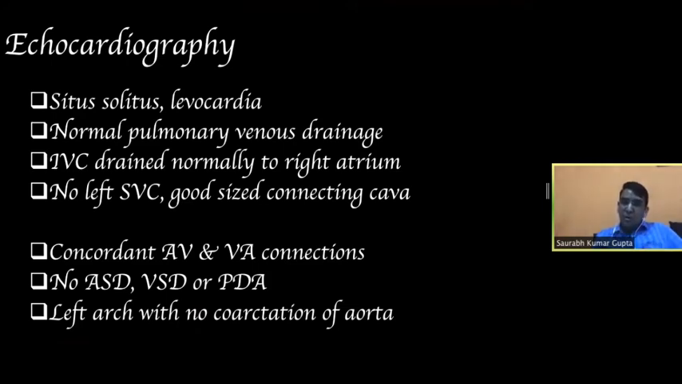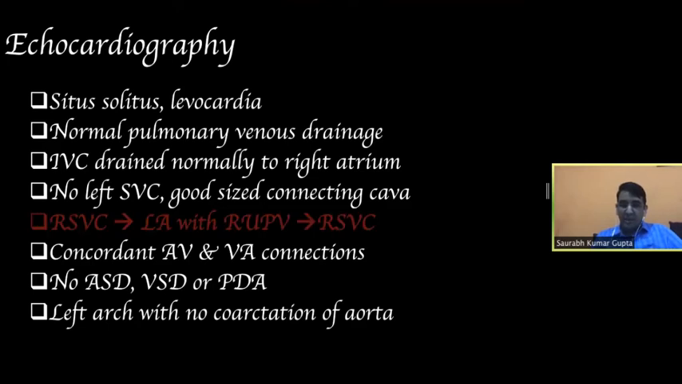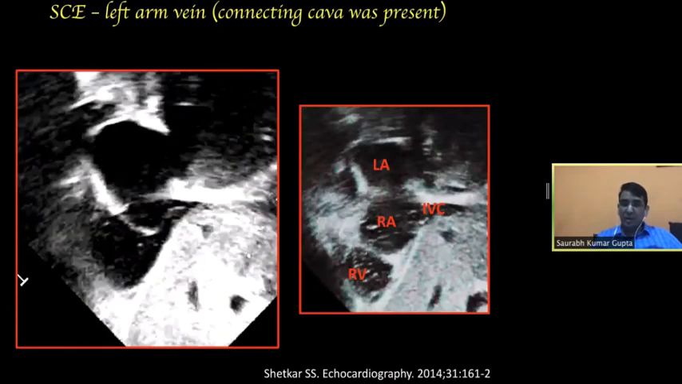Echocardiography shows a normal heart, almost normal heart, no RSVC, good size concordant AV and VA connection, but the RSVC appeared to go to the LA, with the right upper pulmonary vein to the right superior vena cava, but the confidence was not so much. So we did contrast echocardiography.